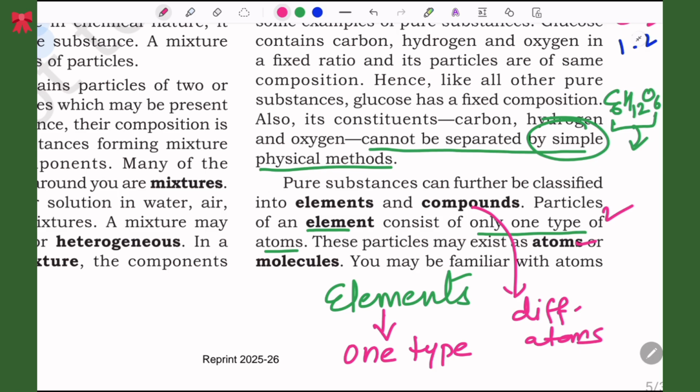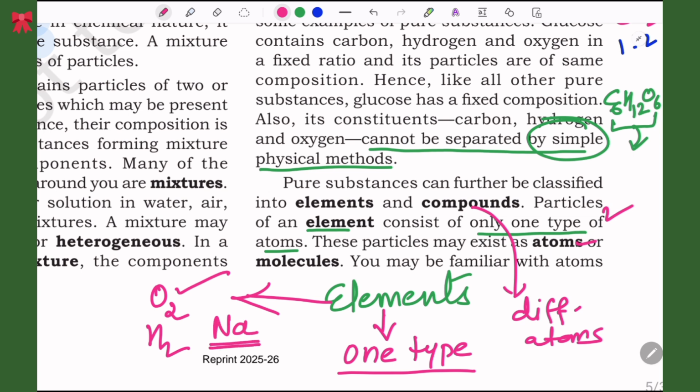For example, one example I'll give you is oxygen. Oxygen element means it contains oxygen molecules. Hydrogen element means it contains hydrogen molecules. Sodium element means it contains sodium atoms.